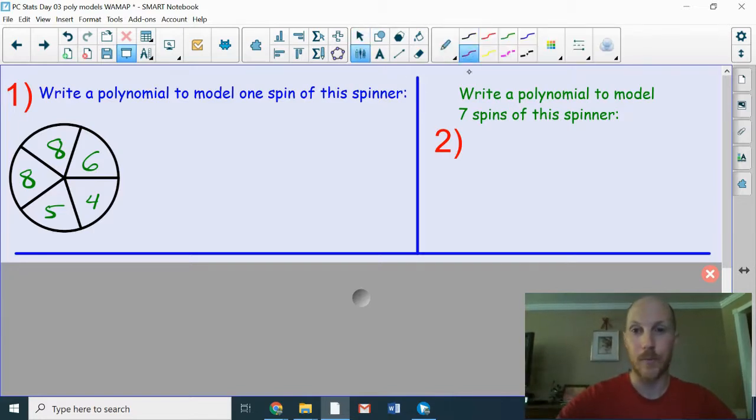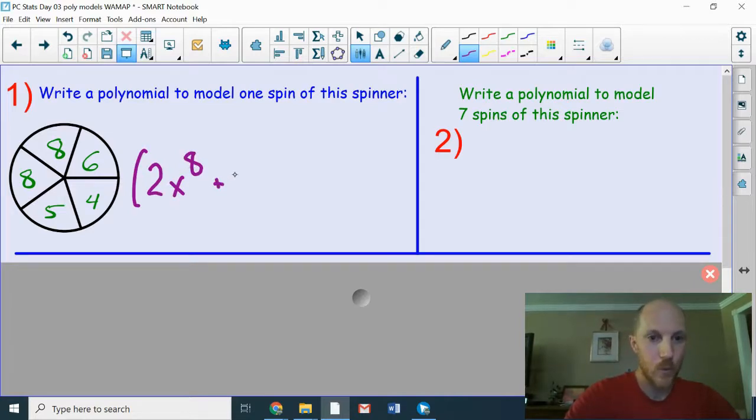All right, well, hey, welcome back from pause. So here's my polynomial model for 1 spin. I don't actually need parentheses here, but I'm going to use them anyway. So I got 2 spaces that have an 8. So coefficient of 2, exponent of 8. 1 space with a 6, 1 space with a 5, 1 space with a 4.